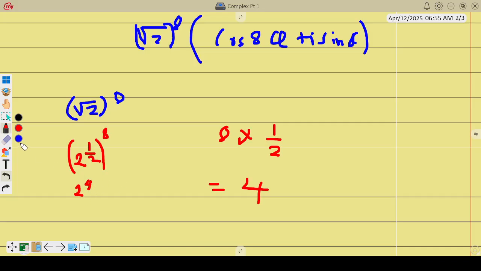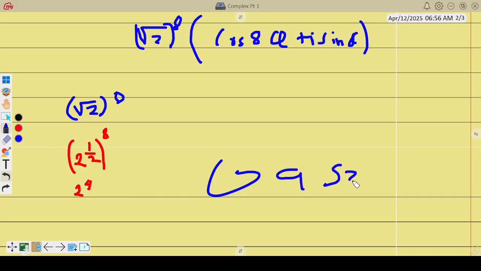Sometimes I'm not comfortable when I explain things this fast. So please, you have this line in the documents. Wherever you see my line, I'm trying to communicate that: inbox me if you are not clear. So this is 2 power 4.